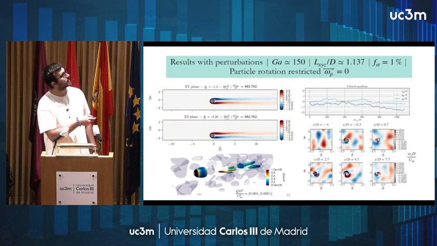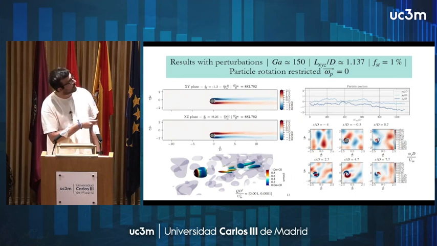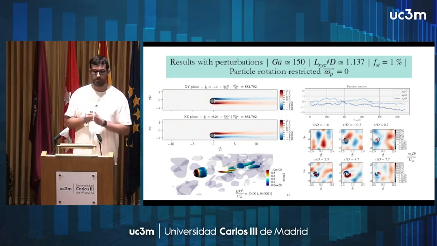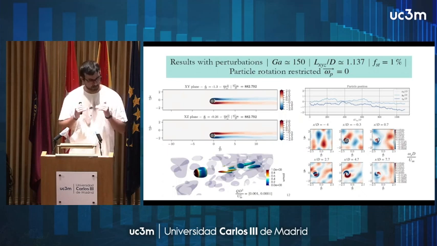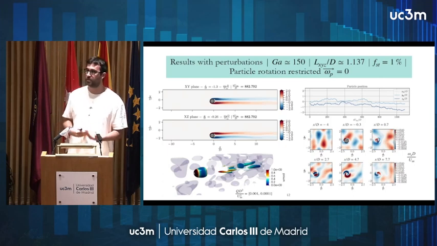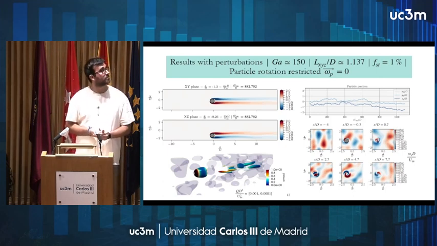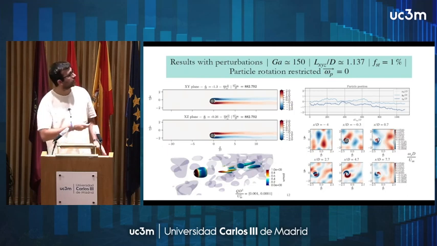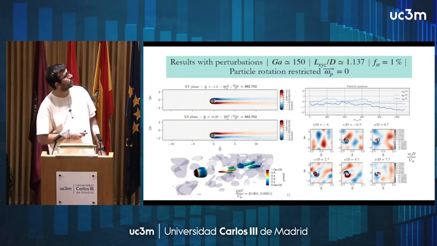In spite of the fact that we have the same kind of perturbations, the perturbations are randomly generated, okay? In spite of the fact that we are starting from the same conditions, when the simulation evolves, the perturbations generated are fully random, so in the end, the simulation is completely different, okay? And also take into consideration that we have restricted the rotational velocity.